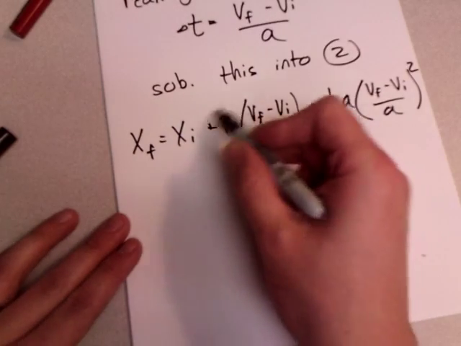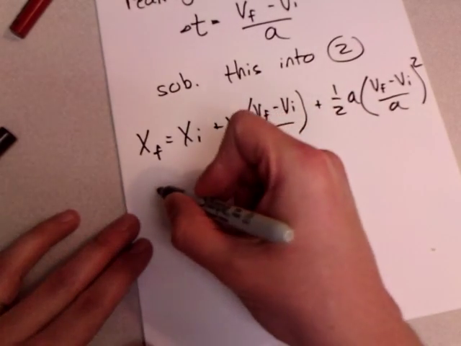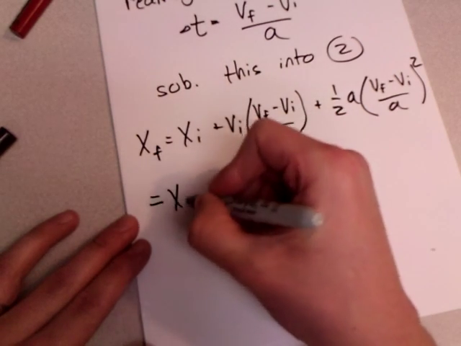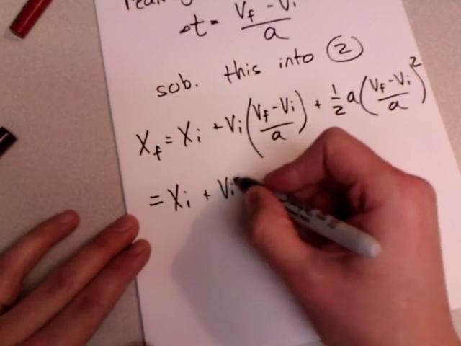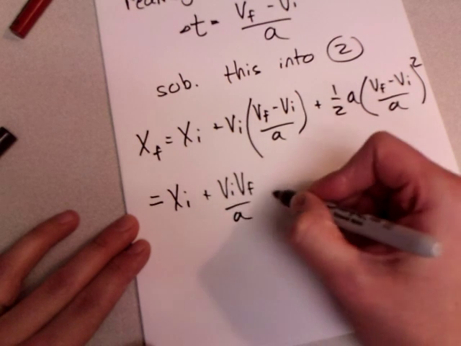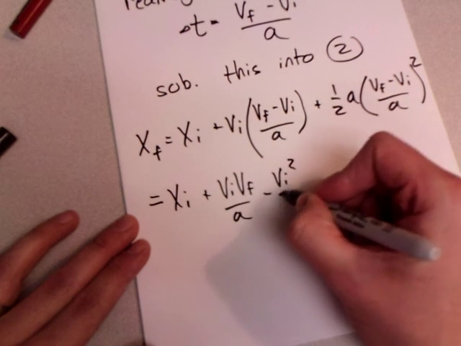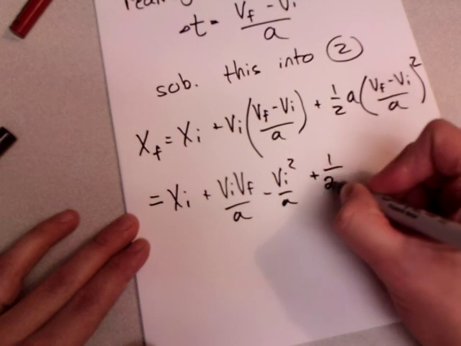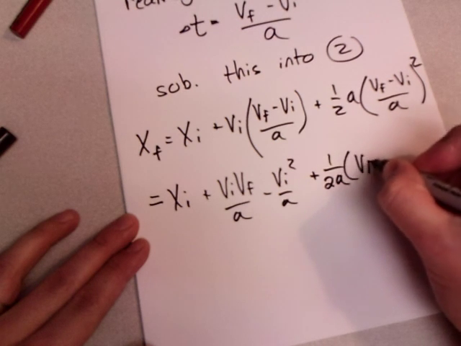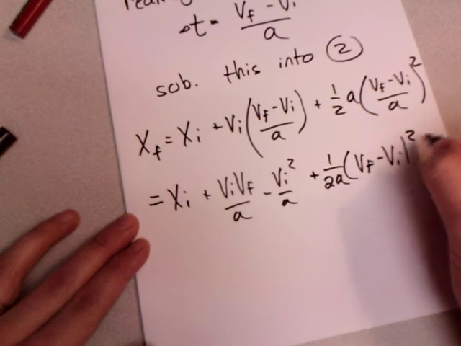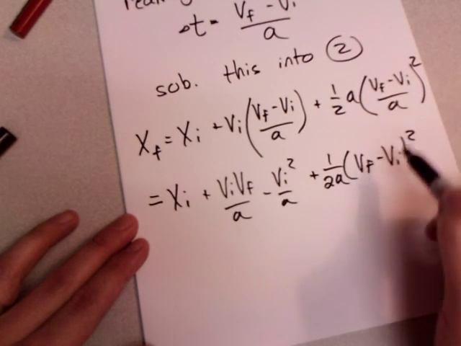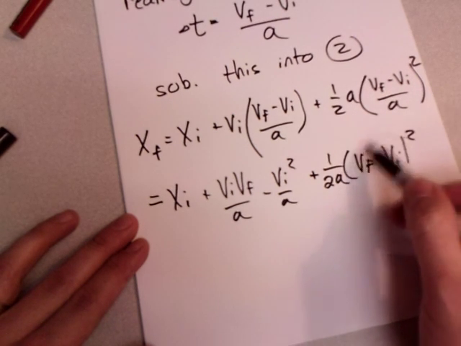We're going to take this term and distribute it through. So I'm just going to move my equal sign over here just to give me a little bit more room. We still have XF equals XI plus VI VF over A minus VI squared over A. And then before I do anything, let's write 1 over 2A times VF minus VI squared. What I did was I said there's A squared on the bottom here. I'm going to pull that out. I've got A on the top. That gives me just A on the bottom. I haven't done anything else with this.